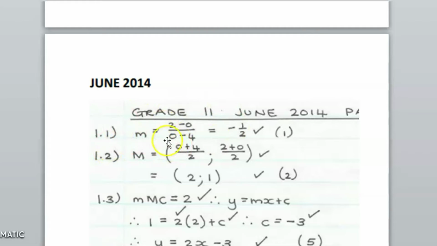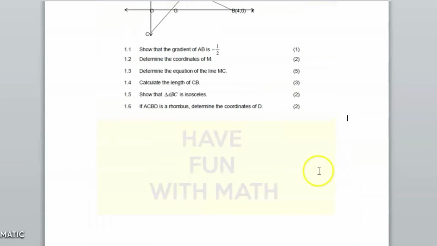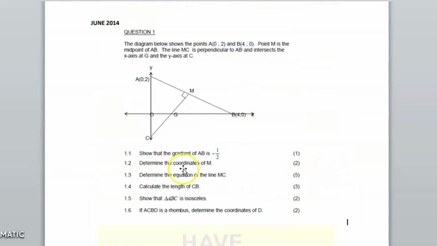So this is the formula of a gradient. This is y of A minus y of B over x of A minus x of B, which will give you -1/2. Hence it's 1 mark. Now we move to question 1.2. Determine the coordinates of M.